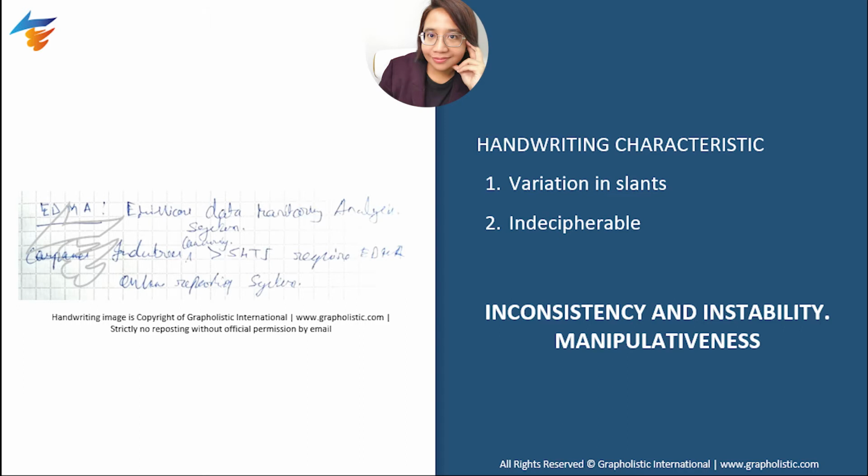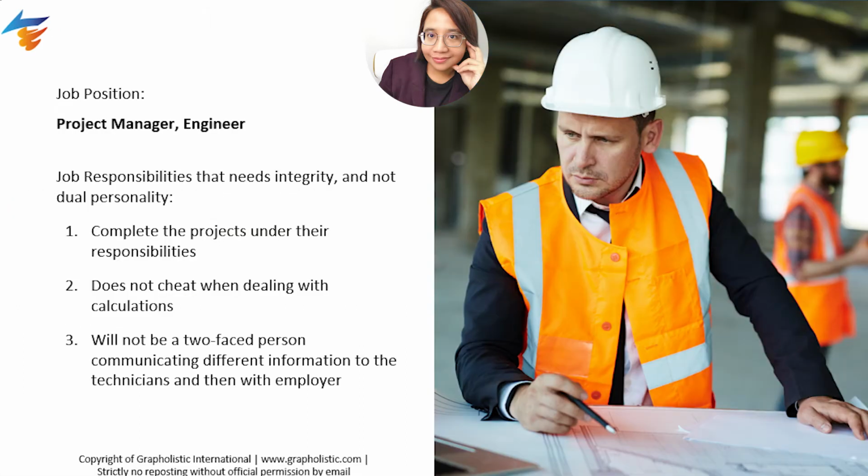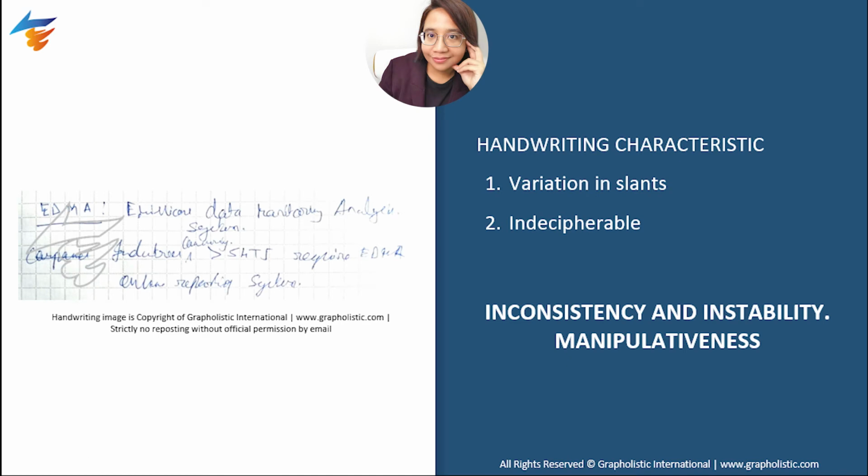When I was highlighting this regarding recruiting a position for a project manager, project engineer for a company that handles projects, like completing projects under their responsibility, not cheating when dealing in calculations, and not being a two-faced person communicating different information to the technicians and then to the employer. This job basically needs integrity. So this trait that you will be looking at is called inconsistency, instability, lack of discipline, and also cunning and manipulative.